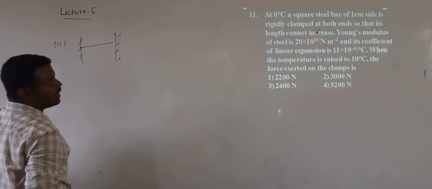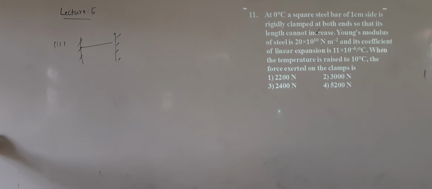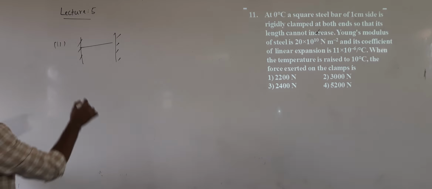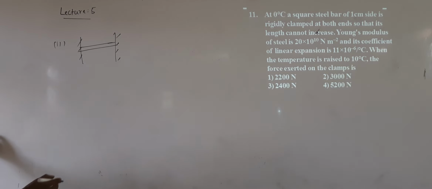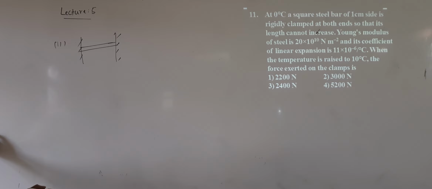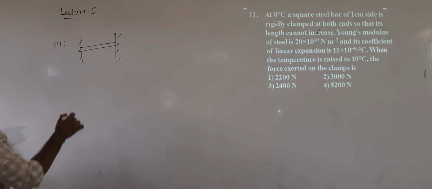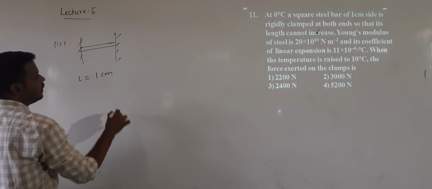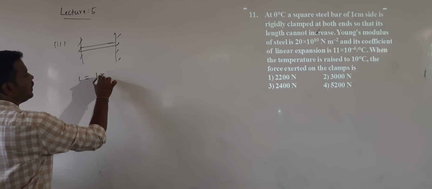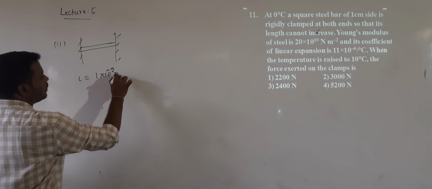Now the temperature rises. What is the steel bar? A square steel bar of 1 centimeter side. So can I call the L value equal to 1 centimeter? That is 1 into 10 power of minus 2 meters, the L value.